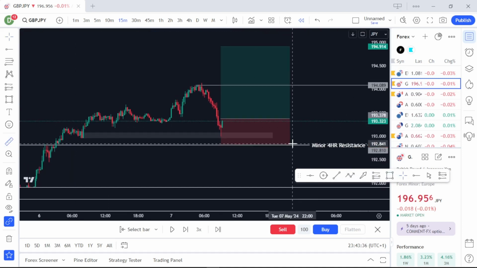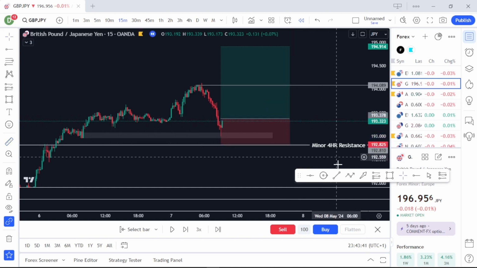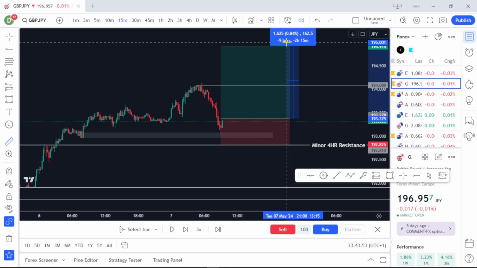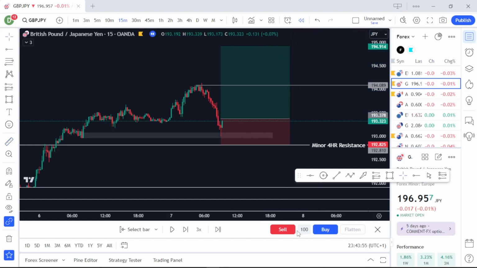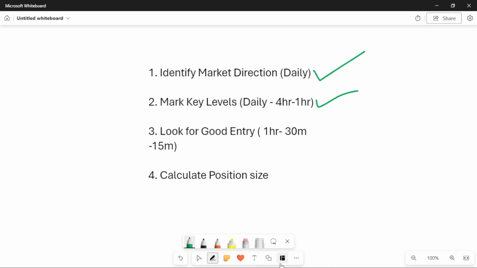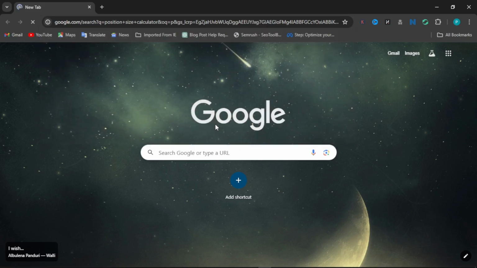So here our stop loss position is what? Is 54 pips. And then take profit. Oh, sorry. Take profit is how many pips? 162 pips. So now it's time for you to actually calculate your risk to your position size. To calculate your position size, to know how much you are risking in the particular trade, come over to Google and search for position size calculator. I already have it there.